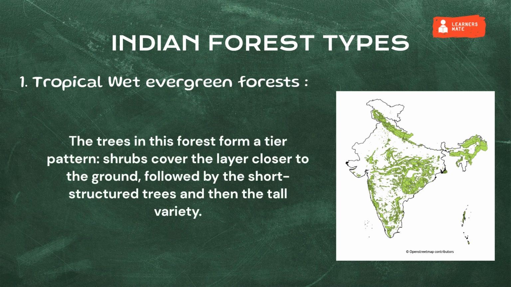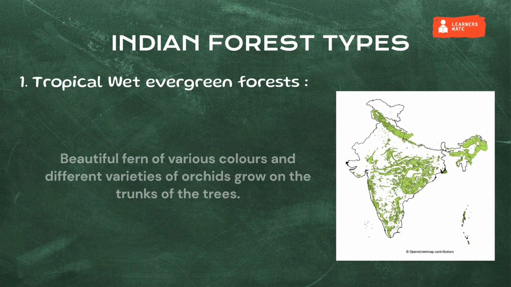The trees in this forest form a tier pattern. Shrubs cover the layer closer to the ground, followed by the short structured trees and then the tall variety. Beautiful ferns of various colors and different varieties of orchid grow on the trunks of the trees.